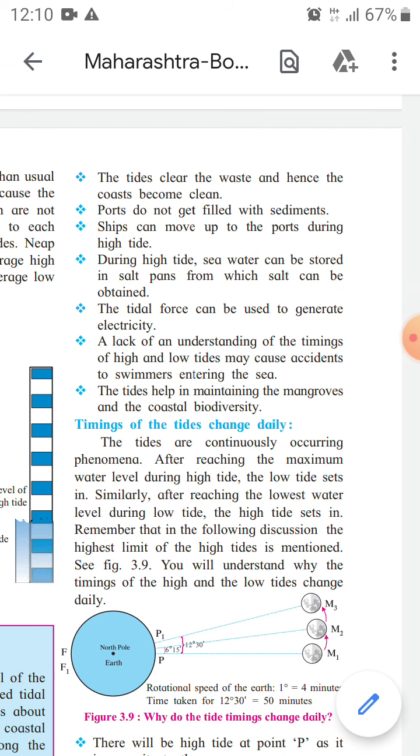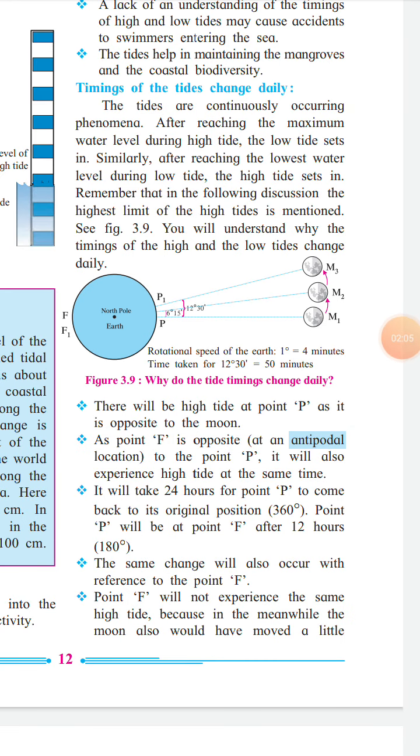Then we learn here how the timings of the tides change daily. Tides are a continuously occurring phenomenon. After reaching the maximum water level during high tide, the low tide sets in, and similarly after reaching the lowest water level during low tide, the high tide sets in. Remember that in the following discussion, the highest limit of the high tides is mentioned.